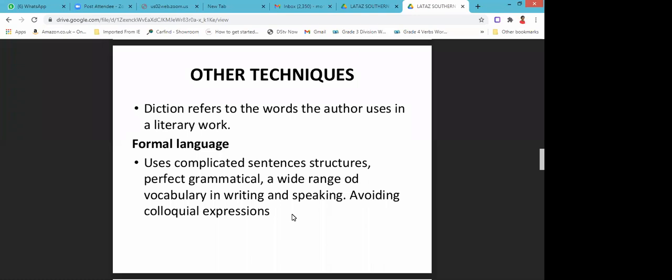Is the author using it with the characters? How do they think? Do they think in English? And if they do, at what level? If they think in their mother tongue, we'll get a translation, but we'll still get to see the thinking process and at what level the character thinks. Is this character educated? Does he use a wide range of vocabulary in writing and in speaking? Does he avoid colloquial English and slang?